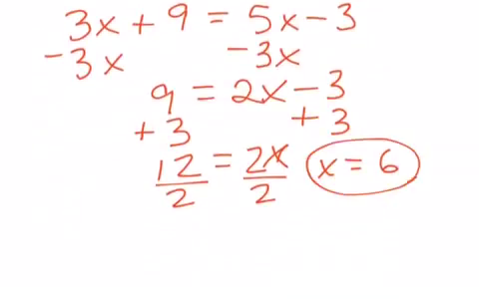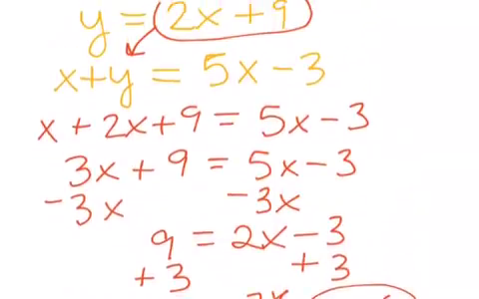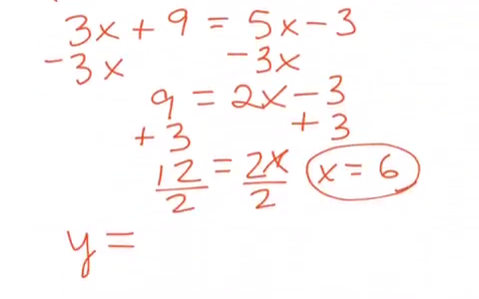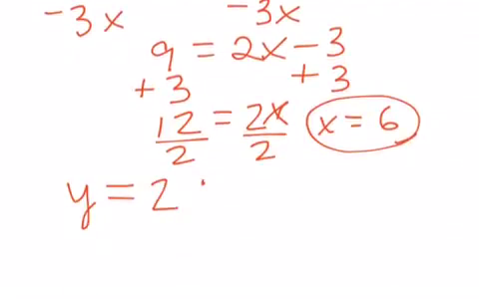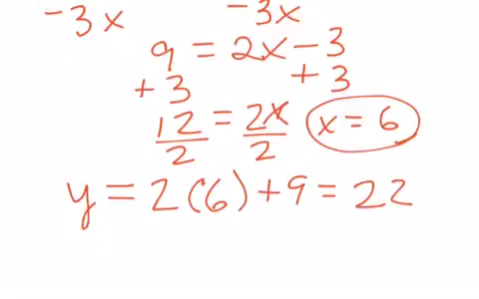So my first number is 6. We said y was equal to 2x plus 9. So that's 2 times 6 plus 9. 12 plus 9 is 21. So my two numbers are 6 and 21.